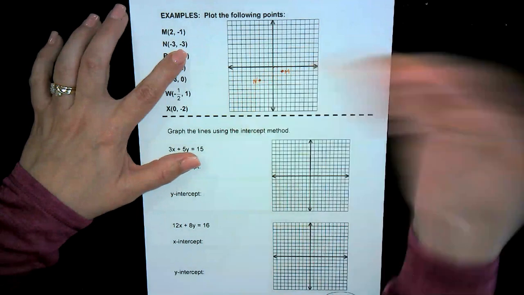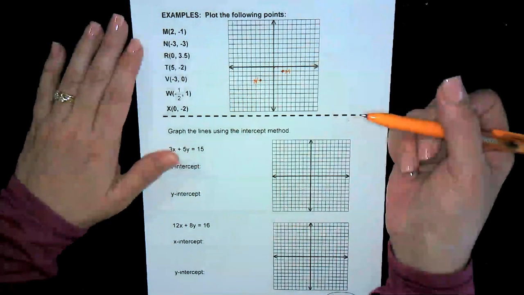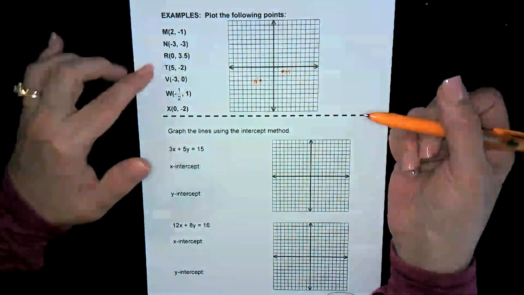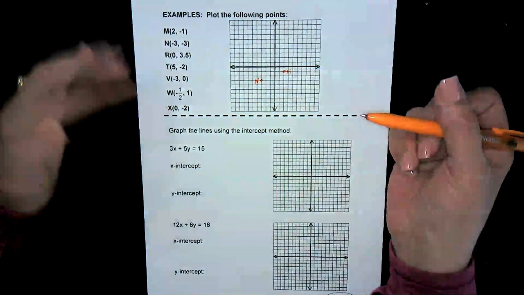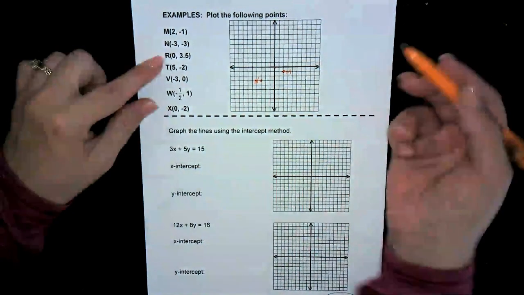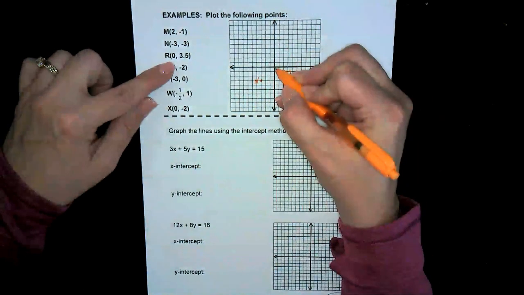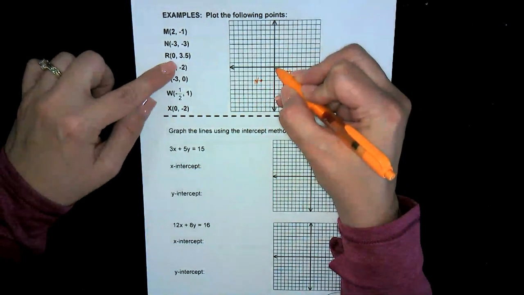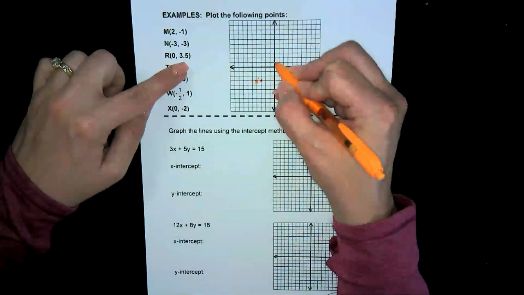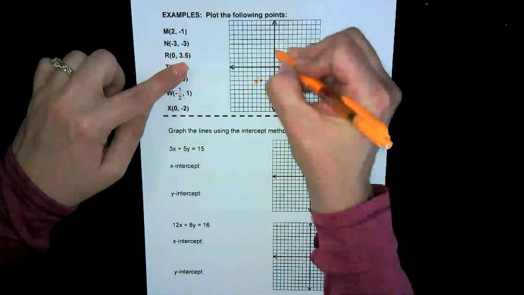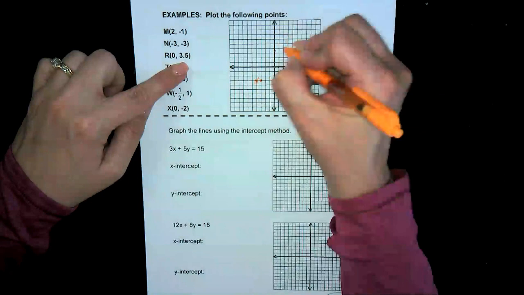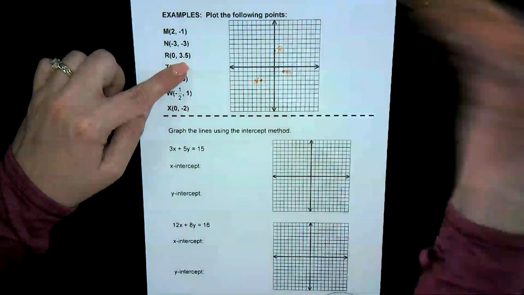Now, if you want, one of the best things to do would be go ahead and pause the video and you try to plot these other ones and then come back and check. It's always a great thing to check and kind of quiz yourself here. So 0 means I don't go right or left, but then I go up 3.5. 1, 2, 3, and then a little more than half of 3. And I'll put point R there.